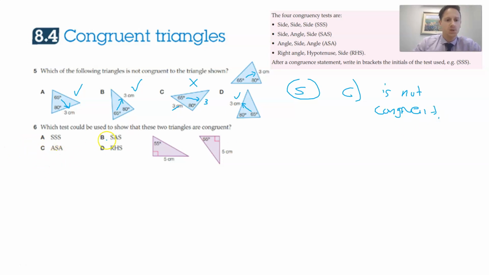Which test could be used to show that these 2 triangles are congruent? So the trick here is that when people see a right angle, they typically think RHS. And that's what I did in question 2, but that's not the case initially. So opposite the right angle is the hypotenuse, and we don't know that side. We don't know that they're the same. Okay, so it's not RHS.